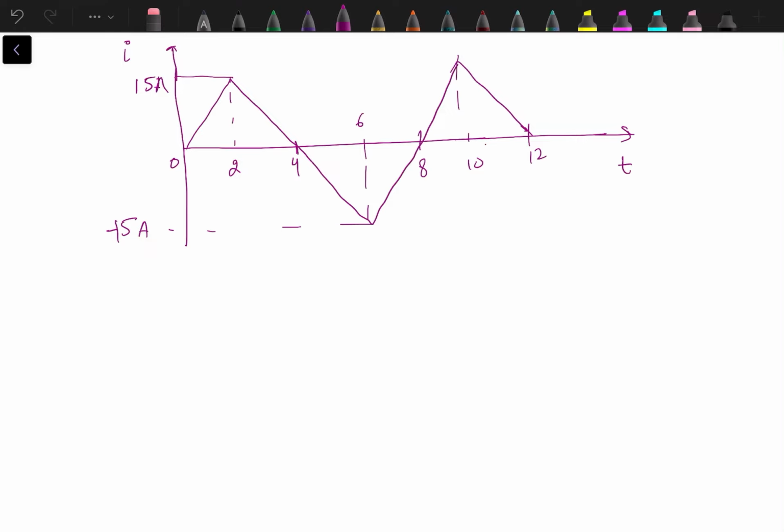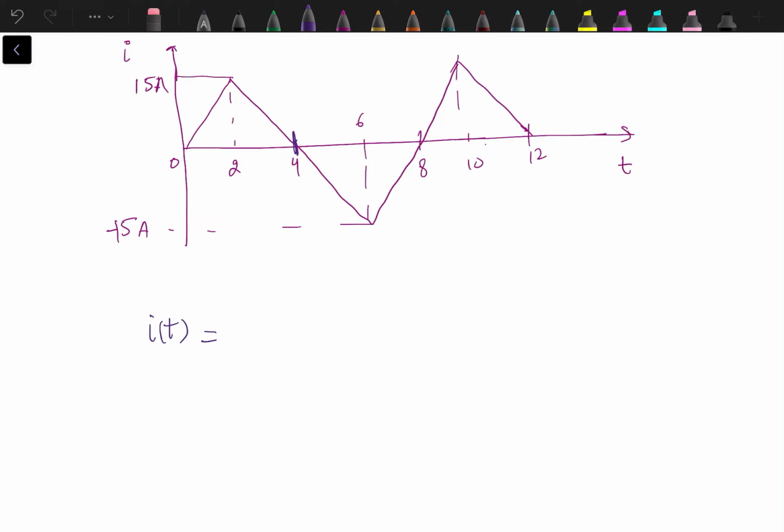Now we need to express this current. We have to write the equation of current. Now this is a symmetrical waveform. If we find out its average value over the complete cycle, it will be 0. So we have to find it over the half cycle, that is up to this. We need to express the current.